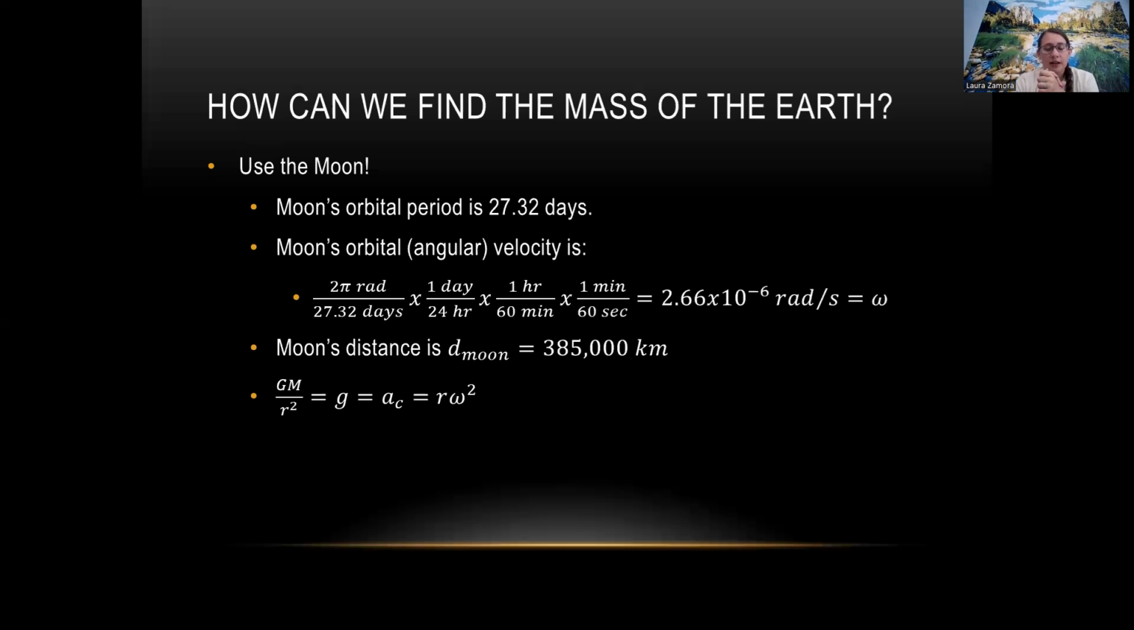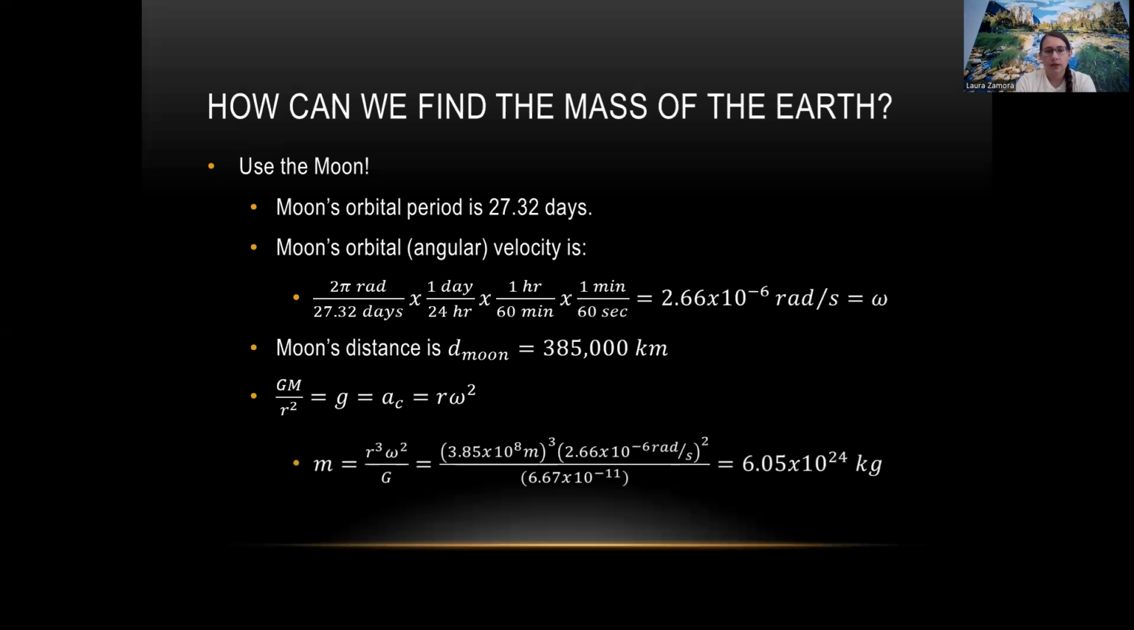Okay, so yesterday we got this equation for the acceleration due to gravity as being G, big G, our universal gravitational constant, times the mass divided by that distance squared. And since that force of gravity pulls inward towards the center of the orbit, it is a centripetal acceleration, which we also said is r, the radius of the circle, times omega squared. Okay. So that means the mass is r cubed times omega squared divided by G.